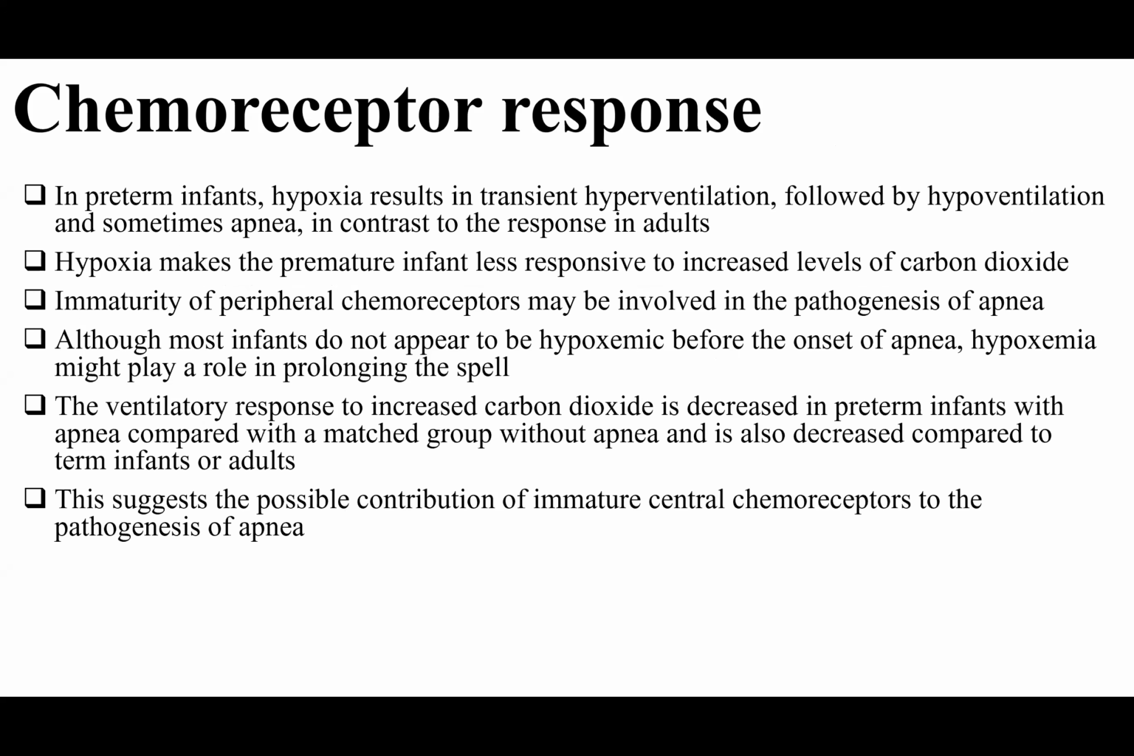Now, also we have the chemoreceptors, because you remember we have ventilation and we have perfusion and oxygenation. Now, how does the brain know that there is hypoxia, or that we have hyperventilation and the CO2 is going down, or hypoventilation and CO2 is going up? The brain needs to sense it, and these gases in the blood are sensed by chemoreceptors. We know that when the premature baby becomes hypoxic, they become less responsive to increased carbon dioxide level. And therefore, immaturity of chemoreceptors may be involved in the pathogenesis of apnea.